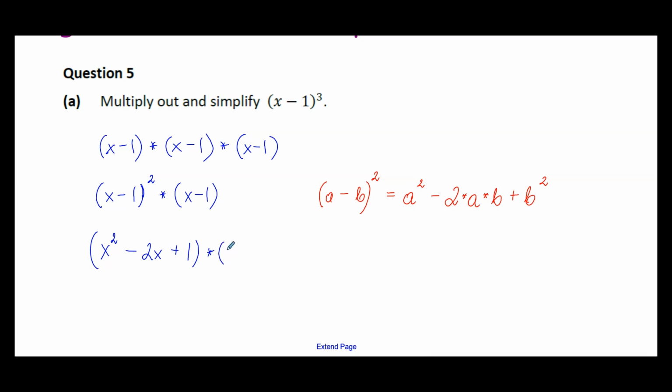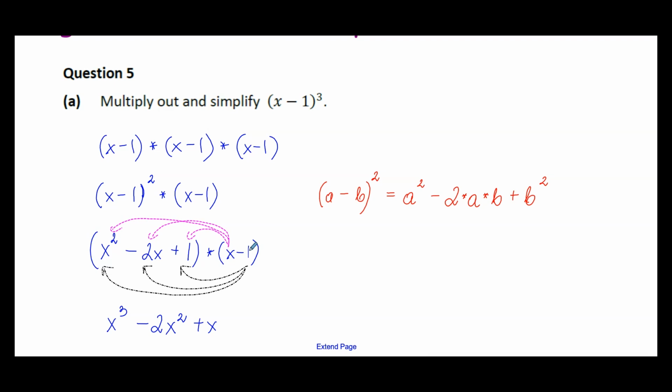And so we have our bracket taken to the power of 2, and now we still have to multiply by one more bracket. So here we're just going to be multiplying everything by everything. So let's do that. x multiplied by x to the power of 2, that's x to the power of 3. x multiplied by minus 2x, so minus 2, and then x by x, x to the power of 2. x by 1, that's just x.